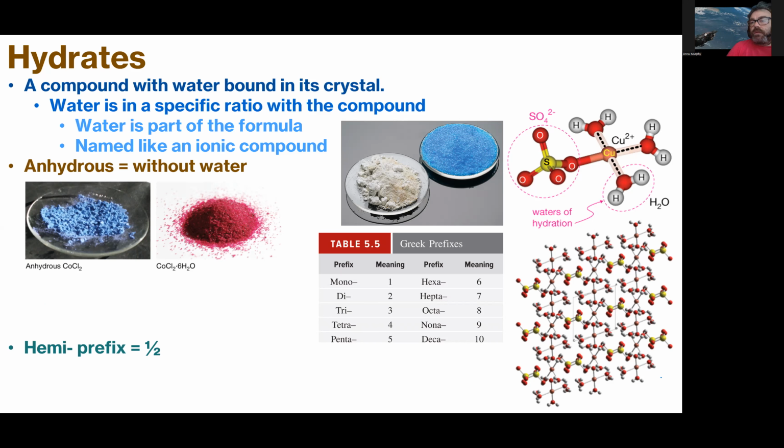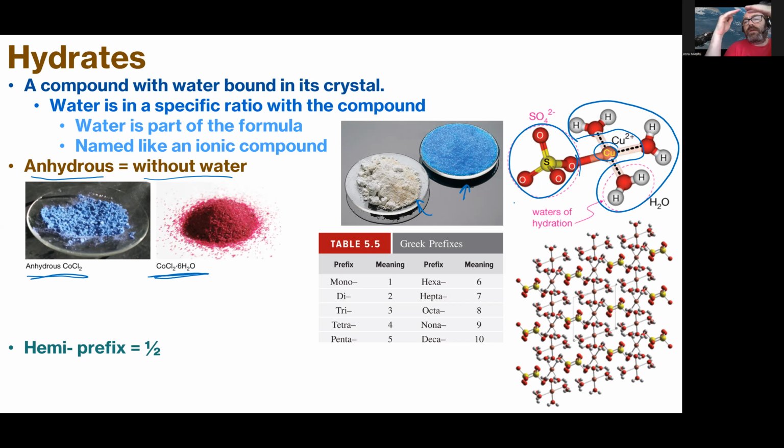So here we have copper 2 sulfate. So we have a copper 2 plus, we have a sulfate, and then there's water stuck to it. So in the hydrate form, the water is stuck to it. Something to remember here, if it's anhydrous, it means without water. So here we have anhydrous cobalt 2 chloride, and here we have cobalt 2 chloride as a hydrate. They're two different ideas, right? The color is different, the formula is different. There's no water there. The same thing up here, right? This is the anhydrous form and this is the hydrate form.